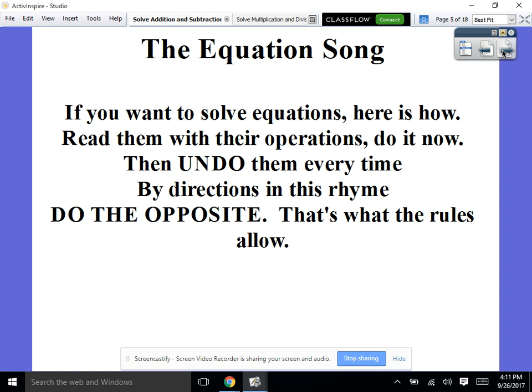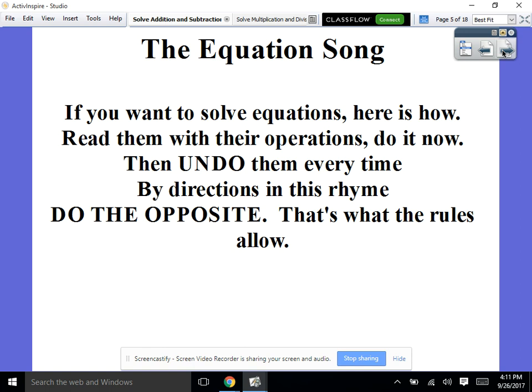If you want to solve equations, here is how. Read them with their operations, do it now. Then undo them every time by directions in this rhyme. Do the opposite, that's what the rules allow.